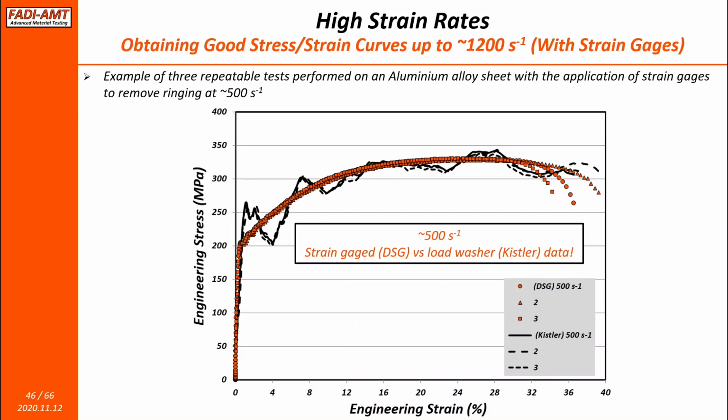And you can see even the response of the Kistler load washer was almost exactly the same over the 3 times, even though, again, the data, the black curves, are not really usable here. And so we just basically use the strain gauge data.